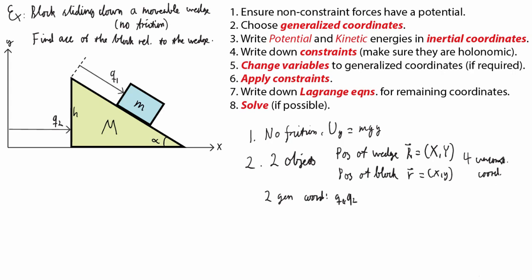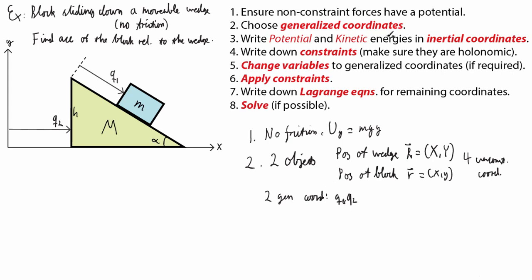So with 4 unconstrained coordinates and 2 generalized coordinates corresponding to 2 degrees of freedom, that's what it looks like here, right? We will need 2 constraints, and those are going to be the fact that the wedge can only move on this horizontal surface and that the block can only move on the wedge. Those will be the 2 constraints. So it seems like we have the right number of variables here. So 4 Cartesian coordinates, 2 constraints gives us 2 generalized coordinates, so it's holonomic.